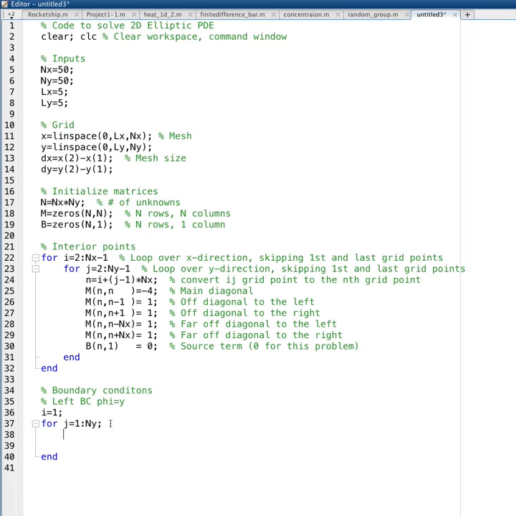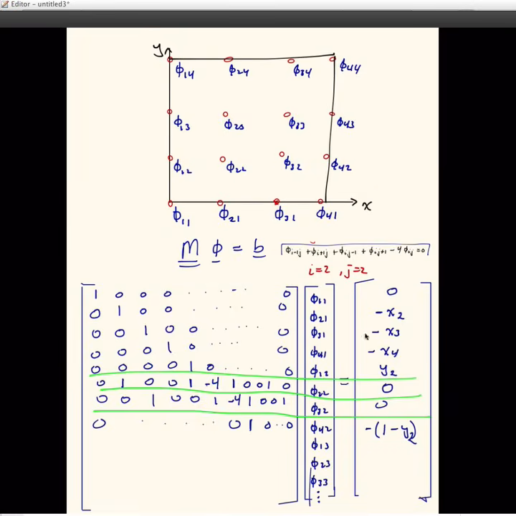And here, first of all, I need to figure out what our n is. So n is equal to i plus (j minus 1) times nx. This just tells me I'm on the nth row for this ij. So I know my ij here, and I need to figure out which row in the matrix I'm at. Once I know that, let's go back to our matrices. I'm at one of these boundary cells, and for the boundary cells, I need to put 1 on the diagonal and then put my boundary condition in the B matrix.